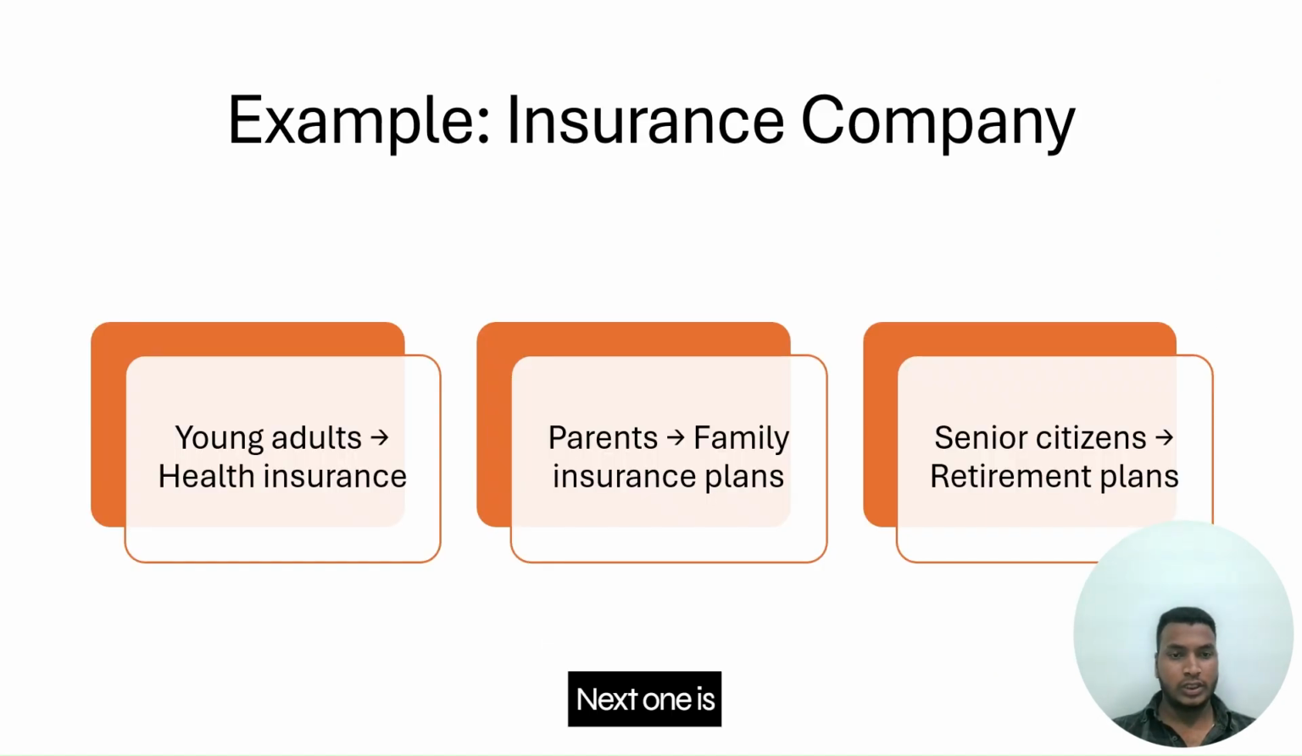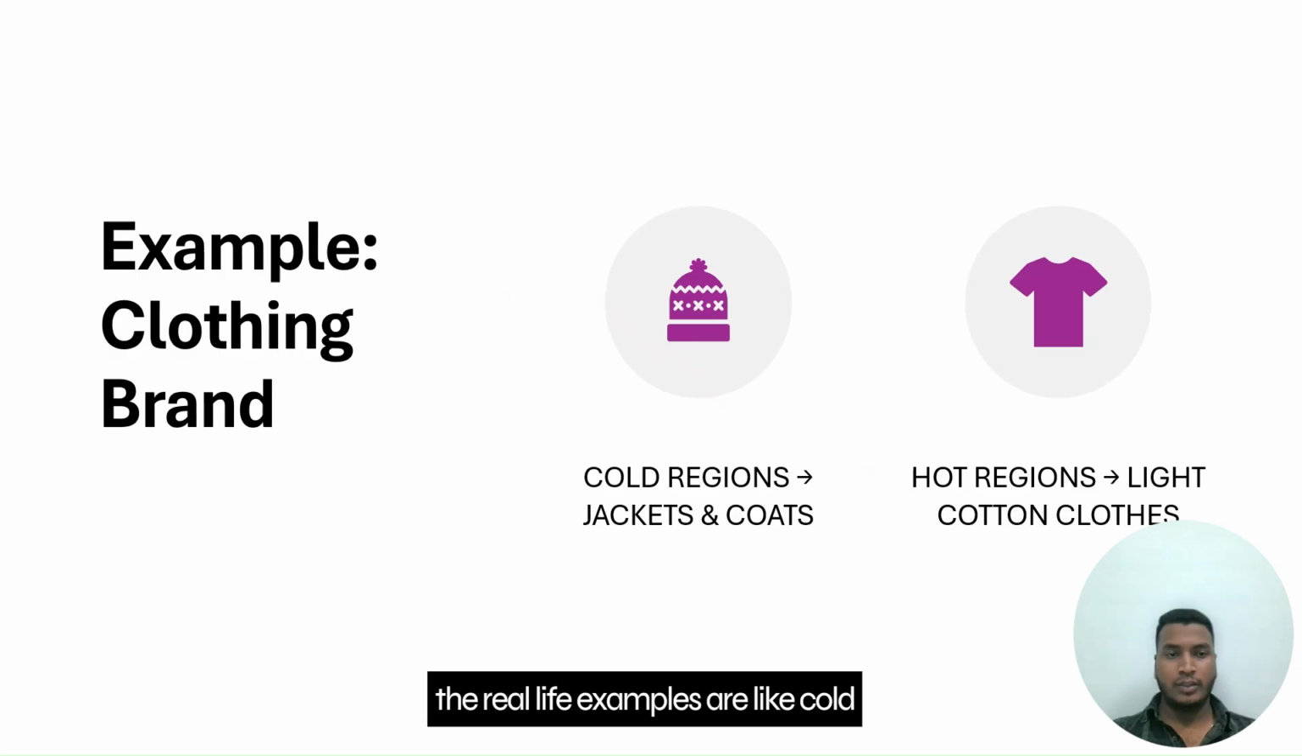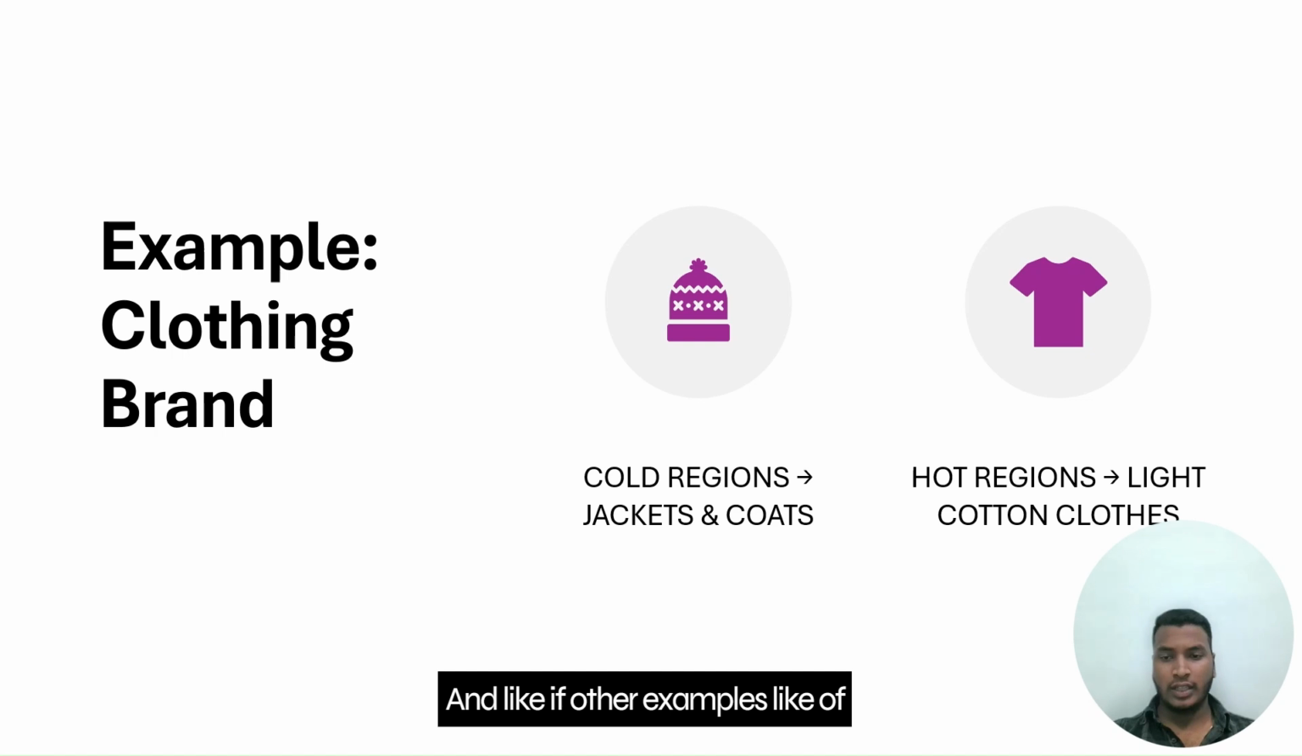Now, next one is geographic segmentation. Geographic segmentation divides customers based on location, like country, region, climate, urban, rural. Real life examples are jackets and coats in cold regions, and light cotton clothes in hot areas. Another example is McDonald's: in India we can see McAloo Tikki, in the USA beef burgers, and in Japan teriyaki burgers, etc.